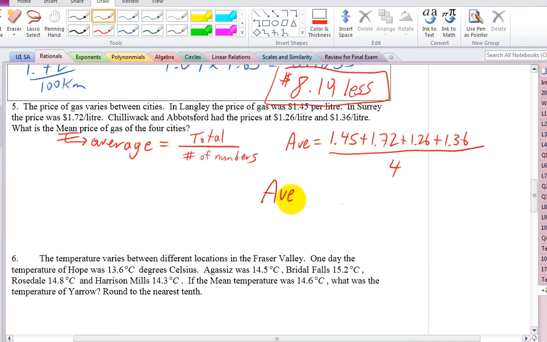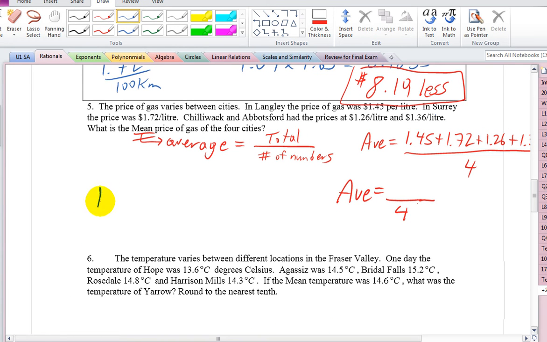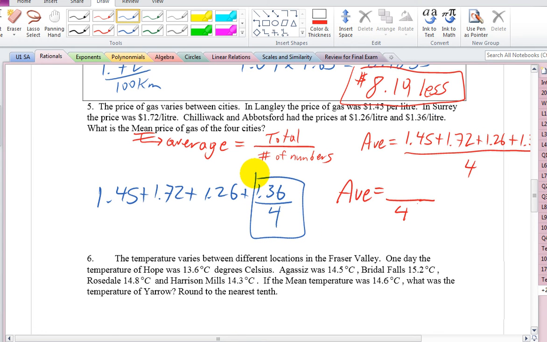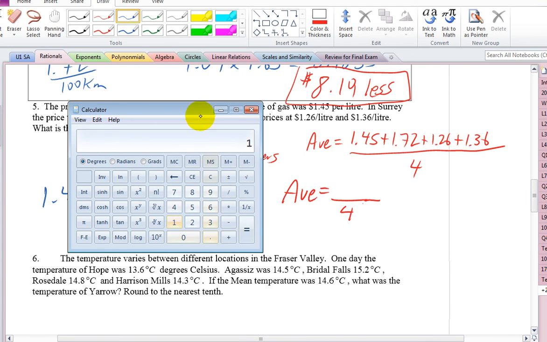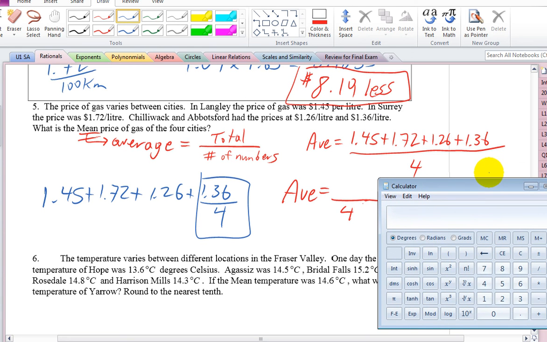Now, it's important when you're doing this on your calculator that you get a grand total on the top. Otherwise, the common mistake is to actually do this: 1.45 plus 1.72 plus 1.26 plus 1.36 divided by 4. So you don't want to end up just dividing the last number by 4. Find a value for the top of the fraction.